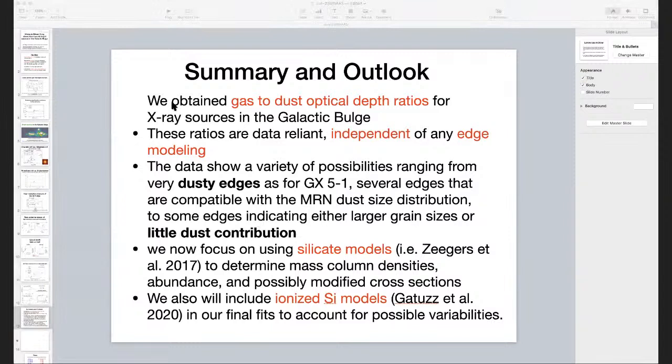I have a question about the variability in the equivalent width. What is that telling us? What do you think that is telling us?